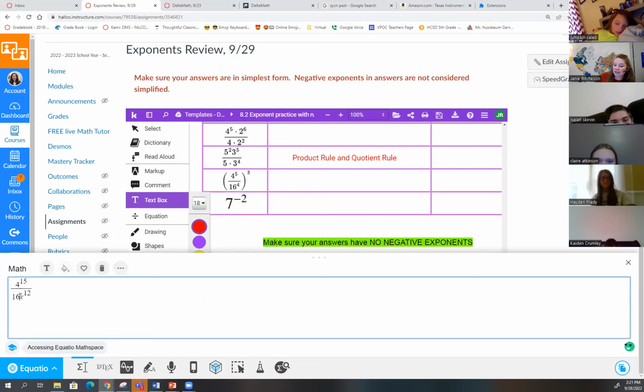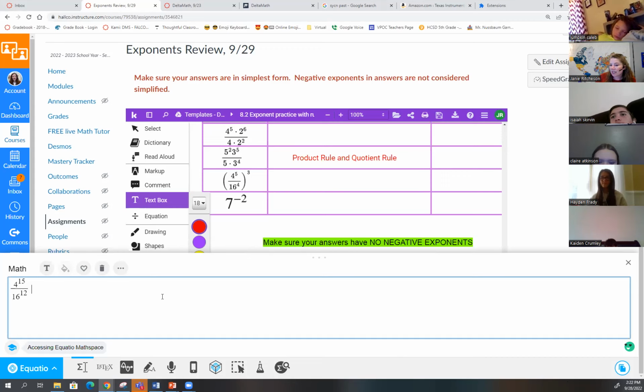And I got to get rid of the x. And then I'm going to simplify that. In my calculator, I'm probably just going to punch that right in, because it won't simplify all the way down. So in my calculator, I'm going to do 4 to the 15th divided by 16 to the power of 12. And I got this crazy fraction. So that's not simplified.